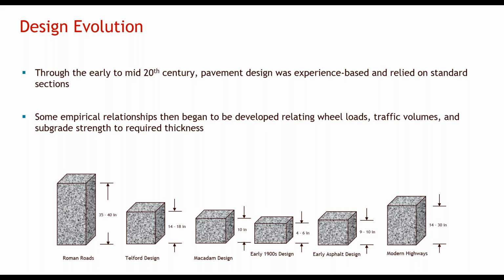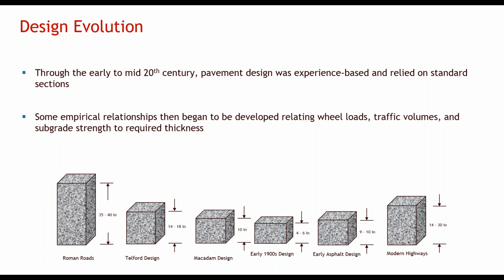Around the middle of the 20th century, some empirical relationships were starting to be developed, which related the required thickness to the wheel load that was going to be applied, the traffic volume, and the subgrade strength. That is, we started to get a real design of the road as opposed to just building a road by rules of thumb or standard section.